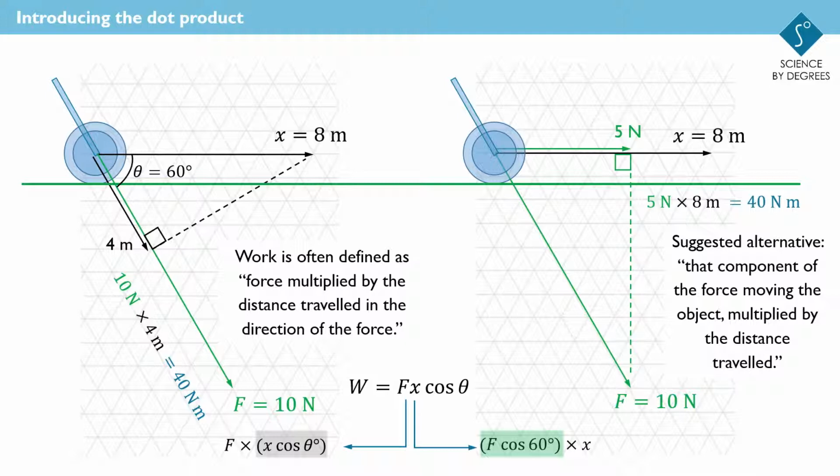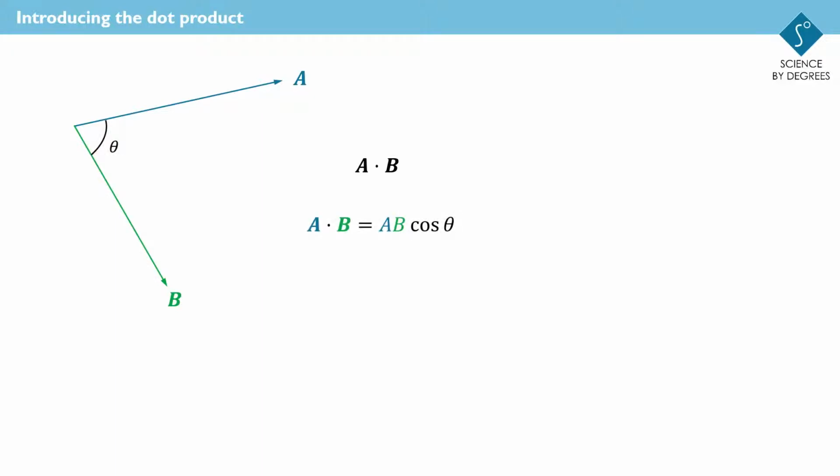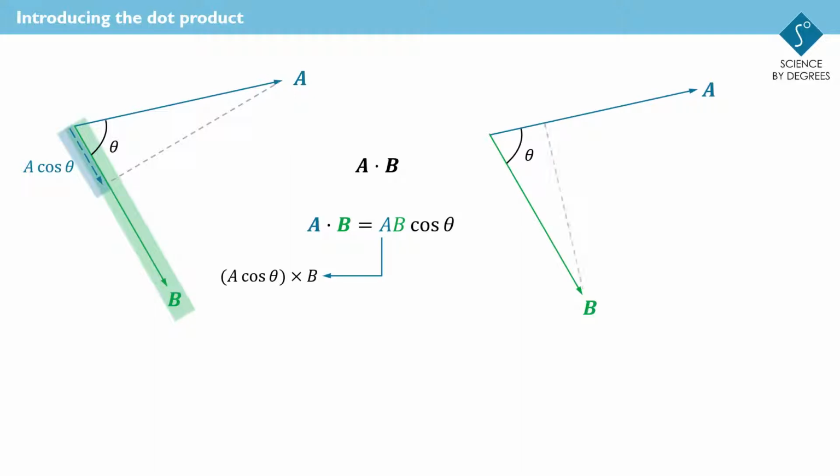In general terms, that is for any two vectors, not just for calculating work done, the dot product of vectors A and B is written as A dot B and can be defined as A dot B equals AB cos theta. Notice that whether you interpret that as the projection of A on B multiplied by B, or the projection of B on A multiplied by A, it's still just AB cos theta.